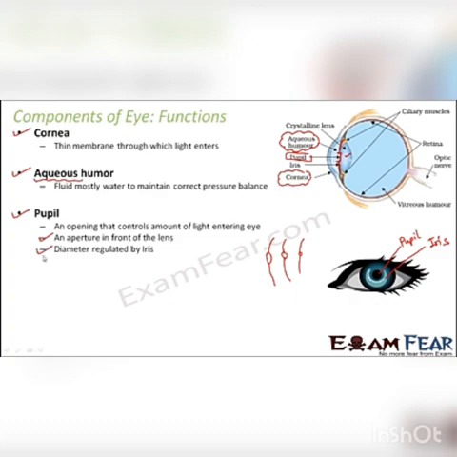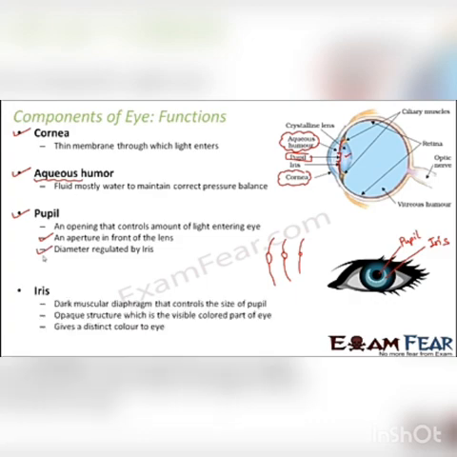The diameter of the pupil is regulated by the iris. The iris is muscular in structure. That is why the iris can contract and expand, and that's how it can control the size of the pupil. But the iris is an opaque structure. That means light cannot pass through the iris. So whatever light has to enter the eye will have to enter through the pupil.